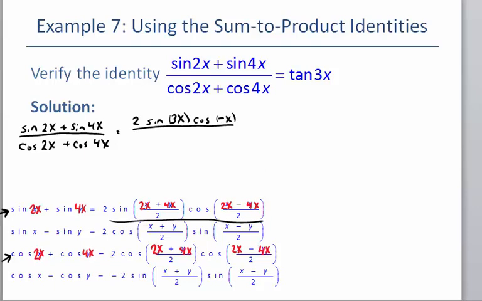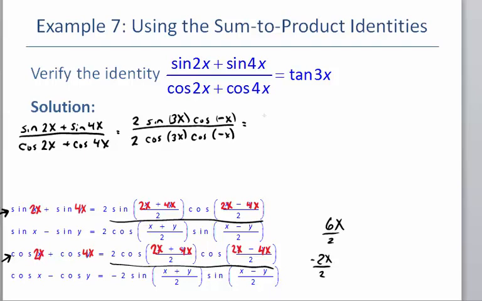Okay, and so I'm again going to just write this in simplified form as my new denominator. So we'll have 2 times cosine. We have a 2x and a 4x, again making a 6x over 2, which is going to give me 3x. And the other part's going to be cosine. Here we have a 2x minus 4x. That's going to be a negative 2x over 2. So again, another negative x.